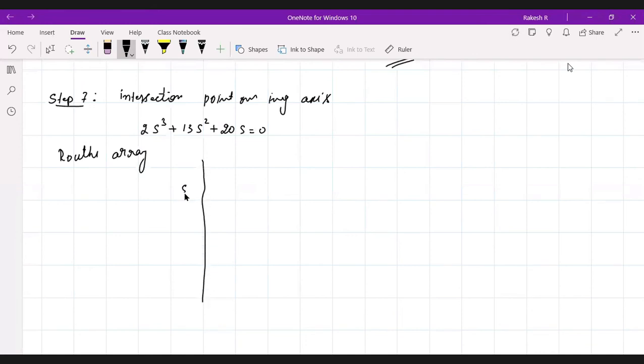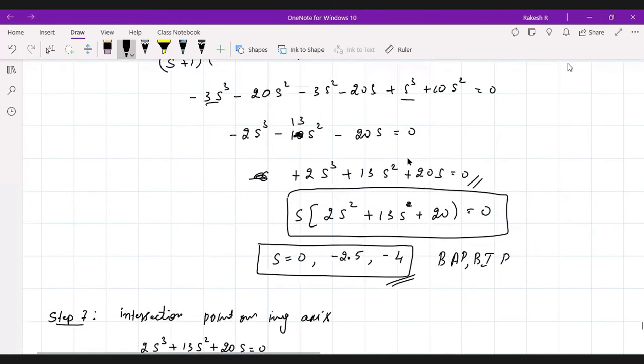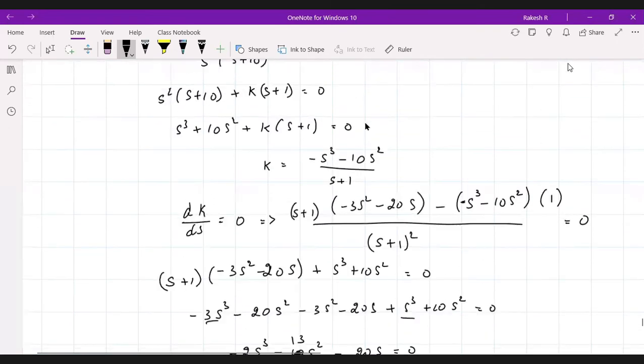So first is s cube, s square, and so sorry, not this equation. We wrote a k, yes sir. We have to get k. Not this equation. We need to consider this equation here. That is s cube plus 10s square plus k into s plus 1. We need to consider this equation.